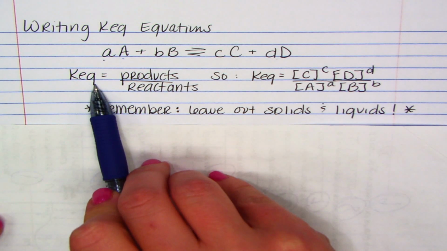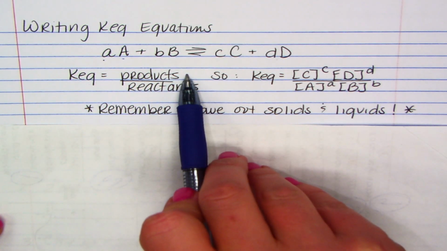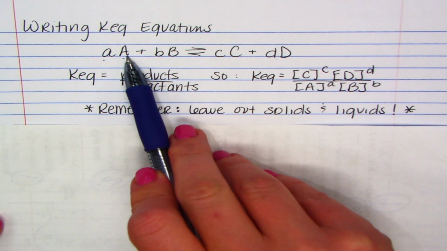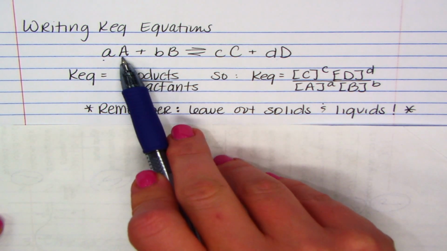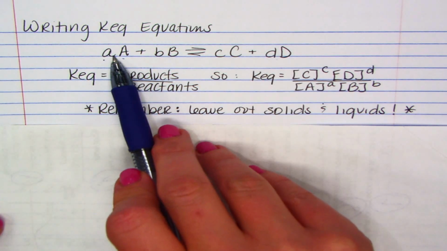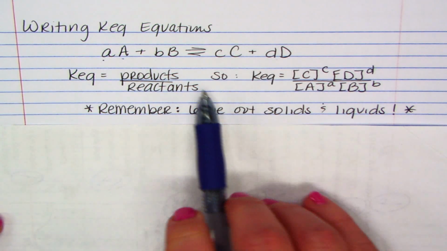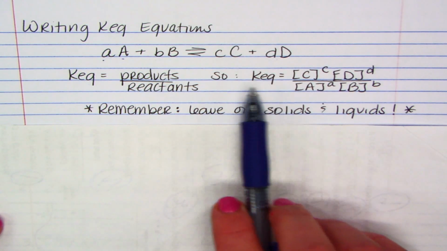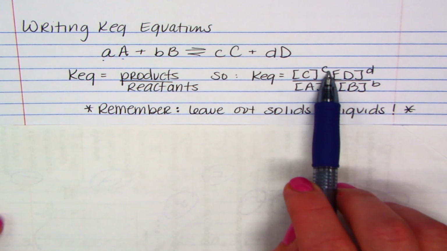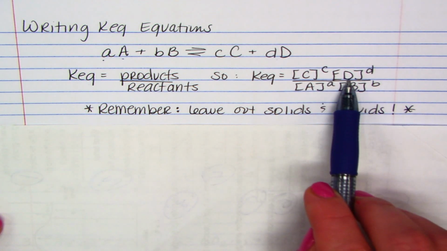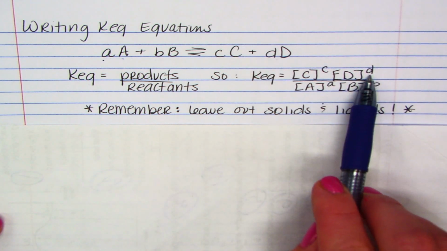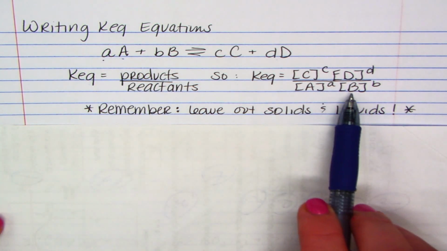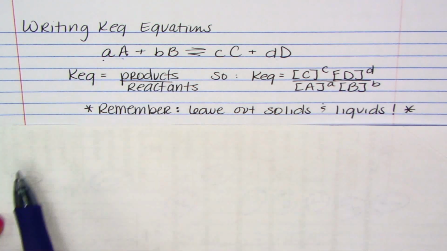Our Keq equation tells us that our products go on top and our reactants go on the bottom, and that we are raising the concentration of the individual compound by the coefficient. So if we took our sample equation here and turned it into a Keq equation, product C is raised to coefficient little c, product D is raised to coefficient little d, over reactant A raised to coefficient little a, and reactant B raised to coefficient little b.